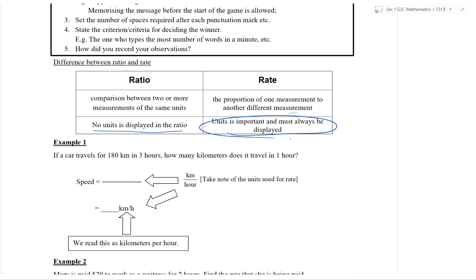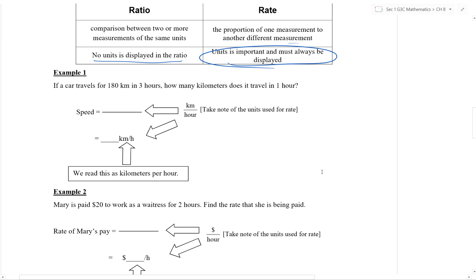Always, always. Okay, so for example, a car travels 180 kilometers in 3 hours. How many kilometers does it travel in 1 hour? So the speed will be 180 divided by 3, and we get 60 kilometers per hour. Pretty straightforward.